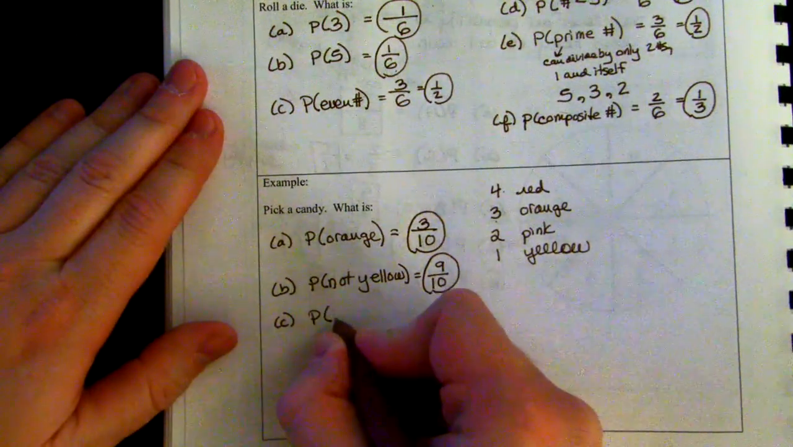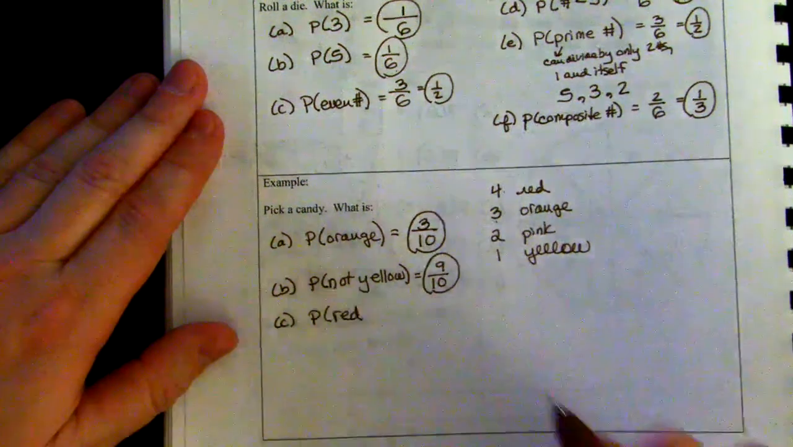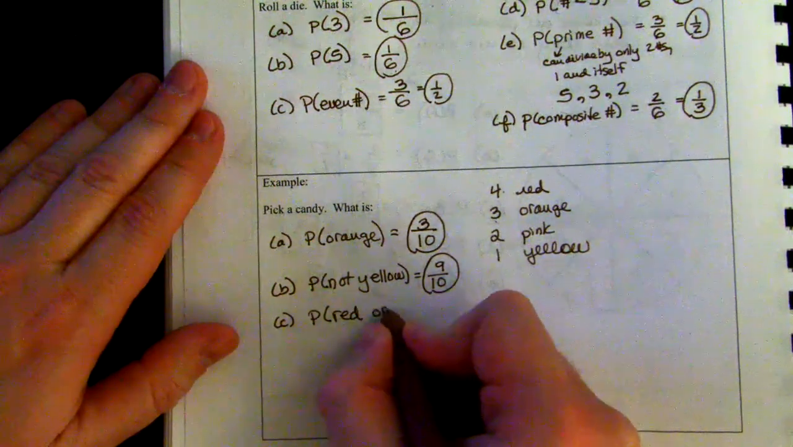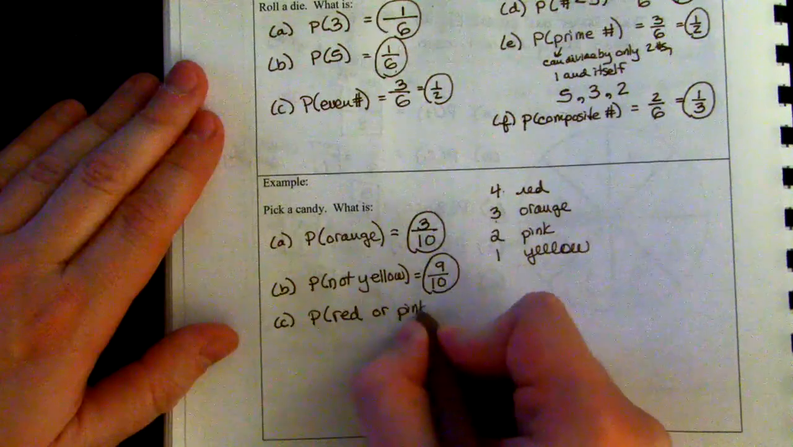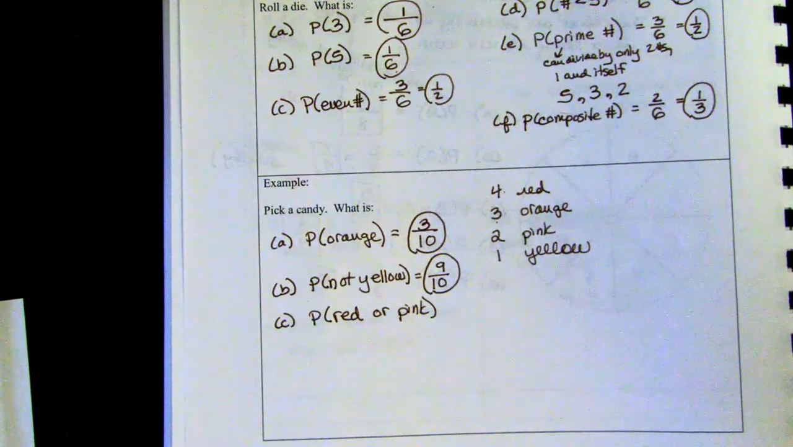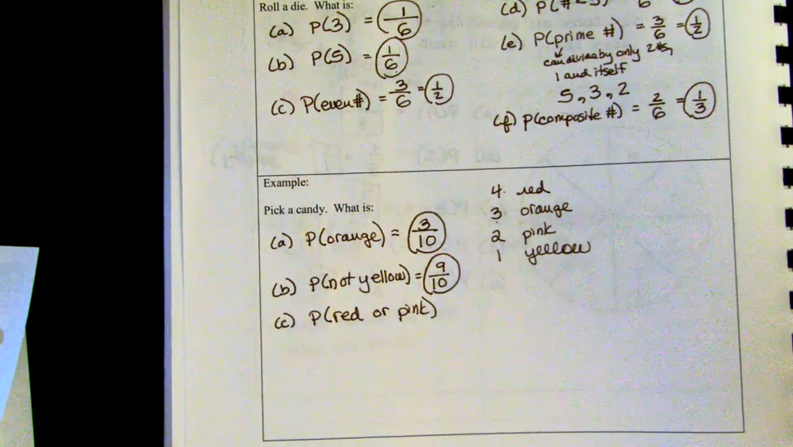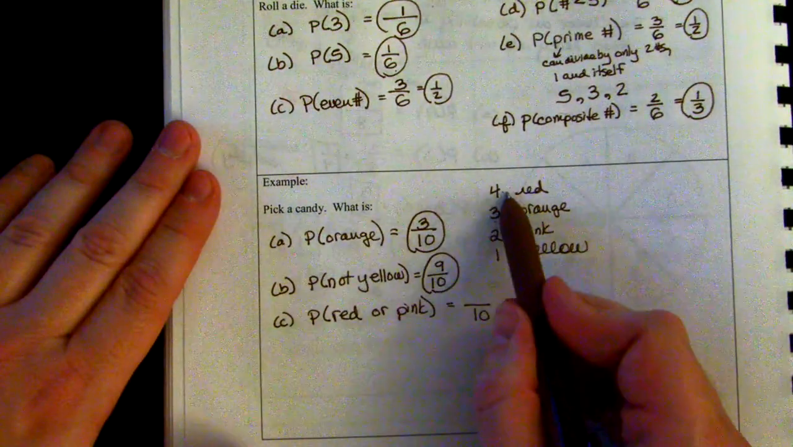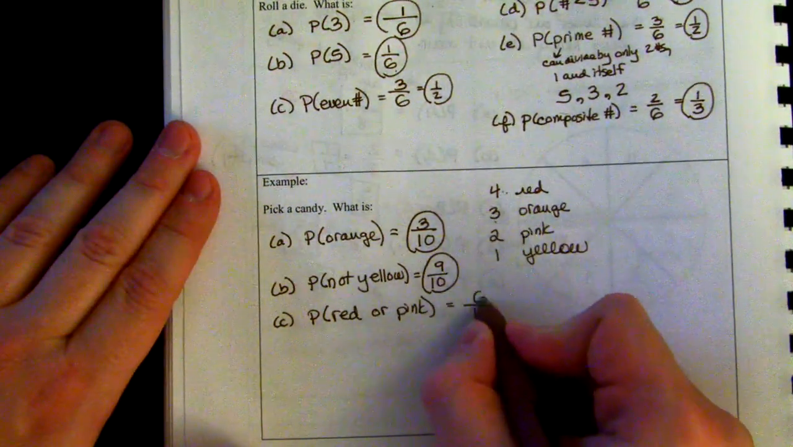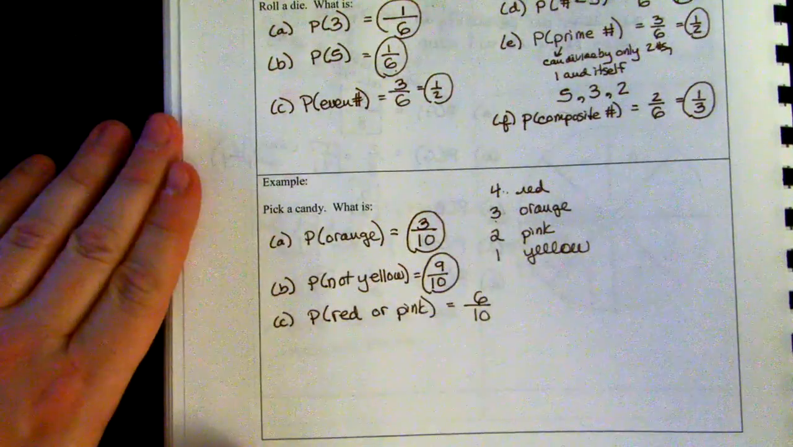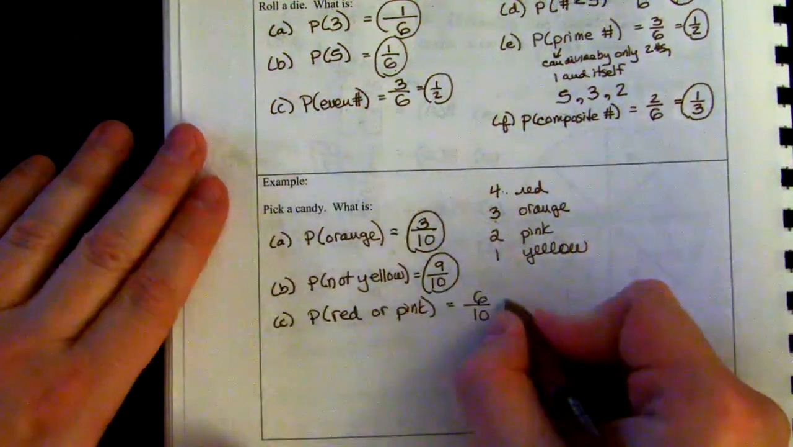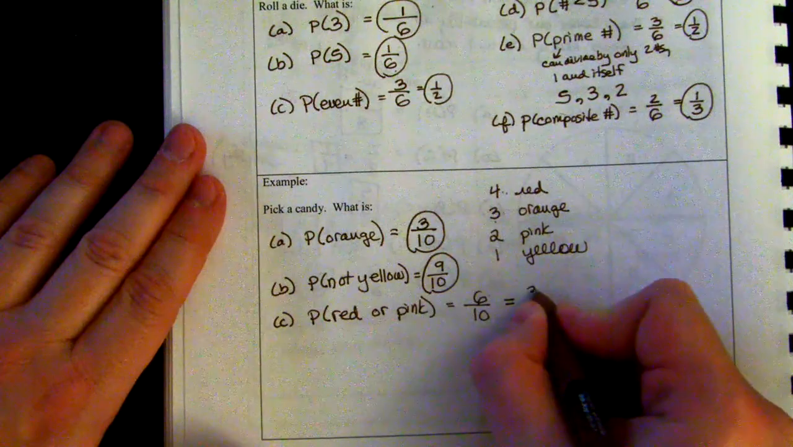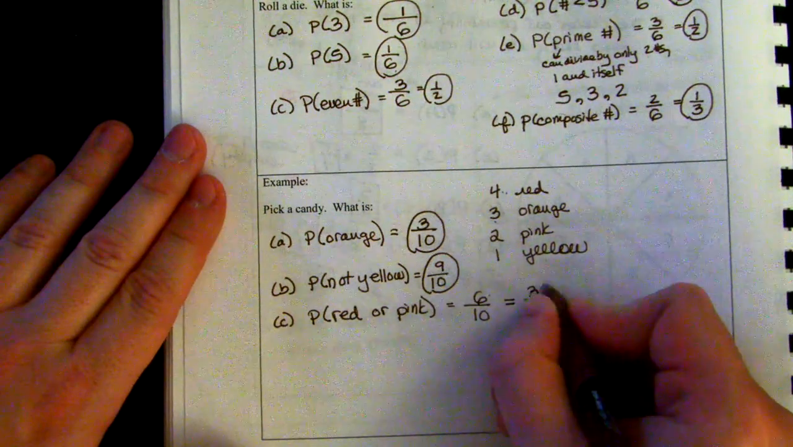Letter C, the probability of picking one that is red or pink. See if you can do this one. Red or pink, I've got 4 plus 2, I've got 6 candies that are red or pink, 6 out of 10. But don't leave it like that. Simplify your fraction. We can divide by 2, and we're going to get 3 over 5.